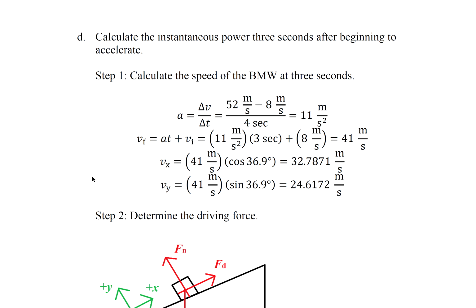Part D, calculate the instantaneous power 3 seconds after beginning to accelerate. Instantaneous power at 3 seconds. So there's going to be 3 steps. Step 1, calculate the speed of the BMW at 3 seconds. This is the speed of the BMW at 3 seconds.